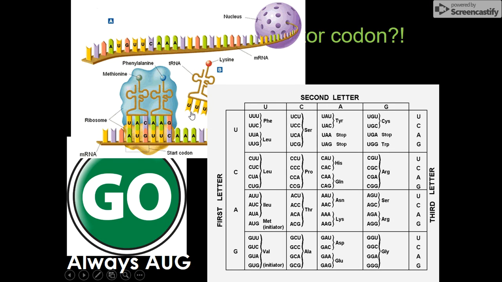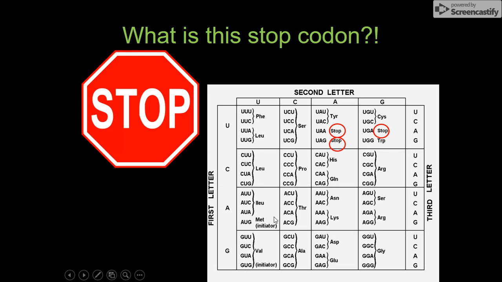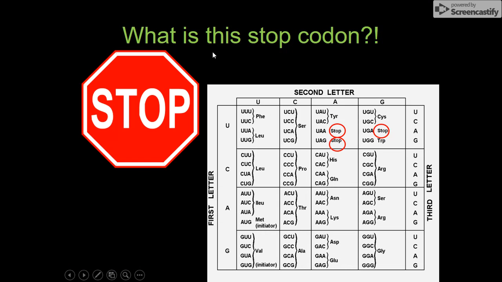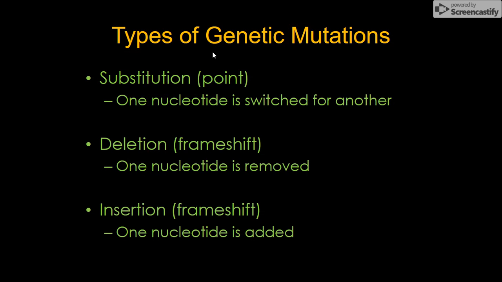You're going to need to know the difference between a start codon, which is usually the initiator, and a stop codon. When you see a stop codon, that means stop. That's the end of the instructions. You do not have to read anymore. Again, you need to know the 3 types of mutations: substitution, deletion, and insertion, and be able to recognize them when you see them.